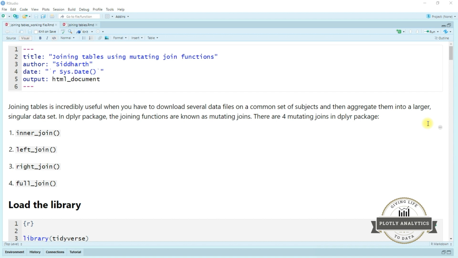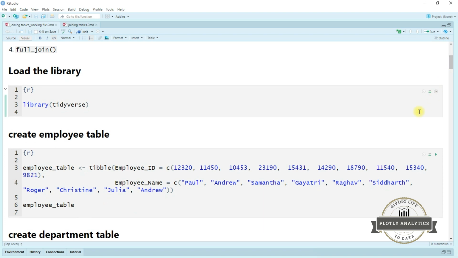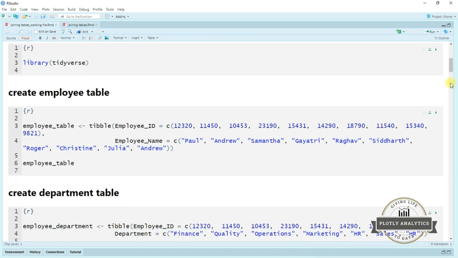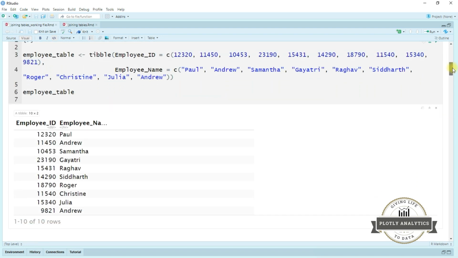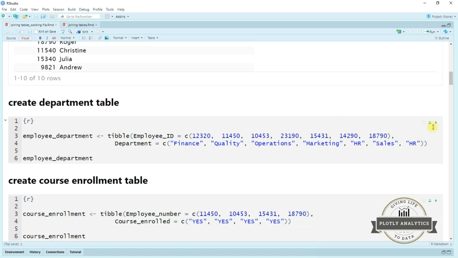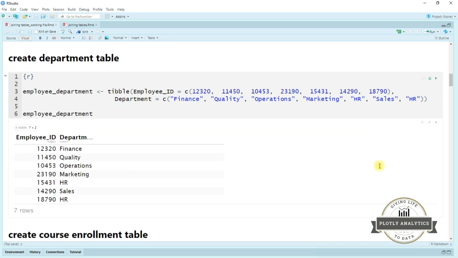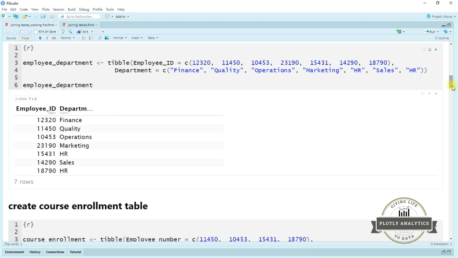So let's get started. Let me first load the tidyverse library. Now here I am going to create 3 tables. The first table is related to employee information, which has employee ID and employee name. The second table is the department table, which has the department name mentioned against the employee ID. So which employee is currently working in which department, that sort of information you will get in the second table.